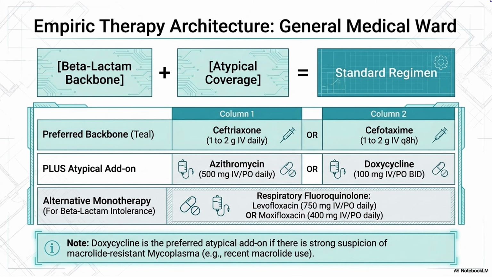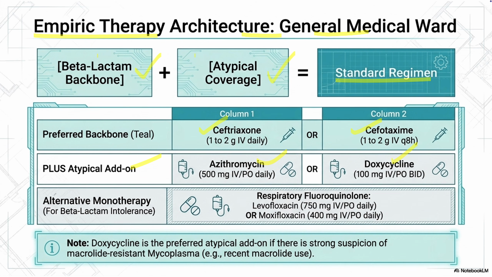Slide 5. Empiric therapy architecture, general medical ward. For most hospitalized patients on a general medical ward, treatment consists of 2 major components. First is the beta-lactam backbone. Second is atypical coverage. Together, these form the standard regimen of a beta-lactam plus atypical add-on. Preferred options for the beta-lactam backbone include ceftriaxone or cefotaxime. The atypical coverage is typically provided by azithromycin or doxycycline.